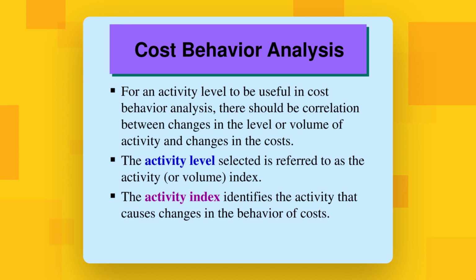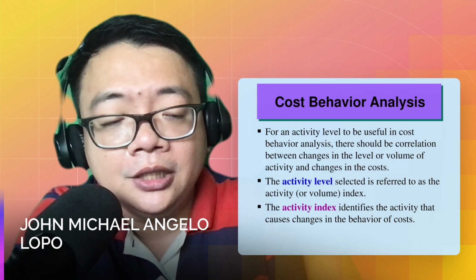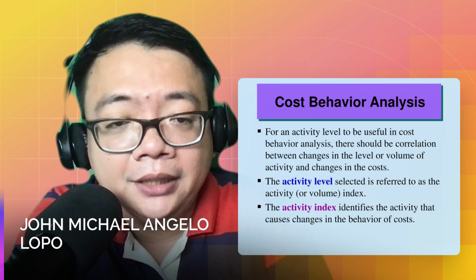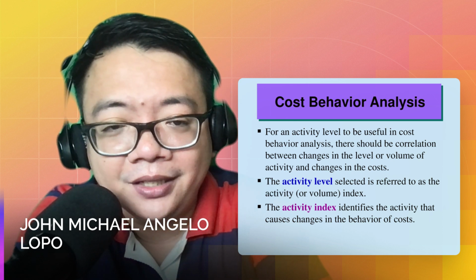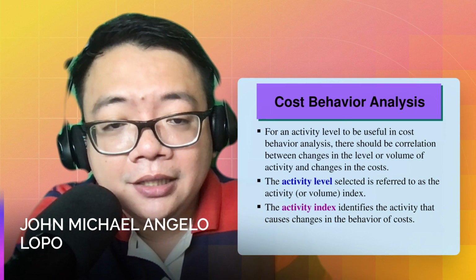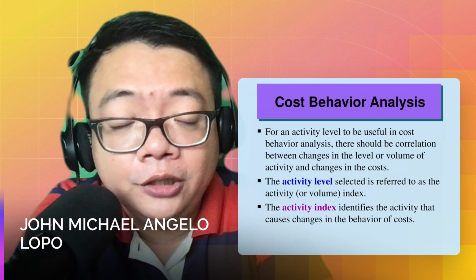So meaning class, in terms of your cost behavior, all right, for the activity level to be useful in your cost behavior, there should be a correlation between the level of volume and the changes in cost. That's why, class, that's your cost behavior. How your variable cost and your fixed cost will respond or react to the changes in your activity level. That's why the activity level selected is referred to as the activity or the volume index.